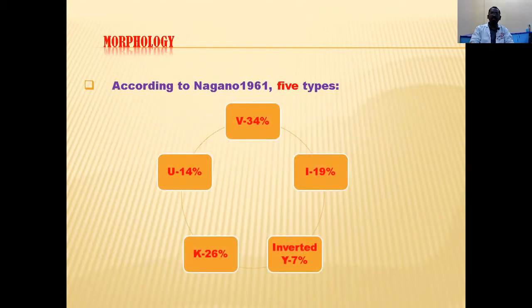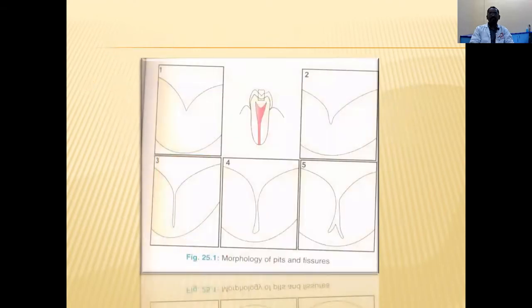Coming to the morphology, there are various patterns of pits and fissures. According to Nagano in 1961, he classified them as U, V, I, K and inverted Y shape. In that, U pattern shows 14% prevalence and V pattern shows 34% prevalence, which is more. I pattern shows 19% prevalence and K pattern shows 26% prevalence. And inverted Y pattern shows 7% prevalence. This is the picture showing V shape, I shape, Y shape, etc.